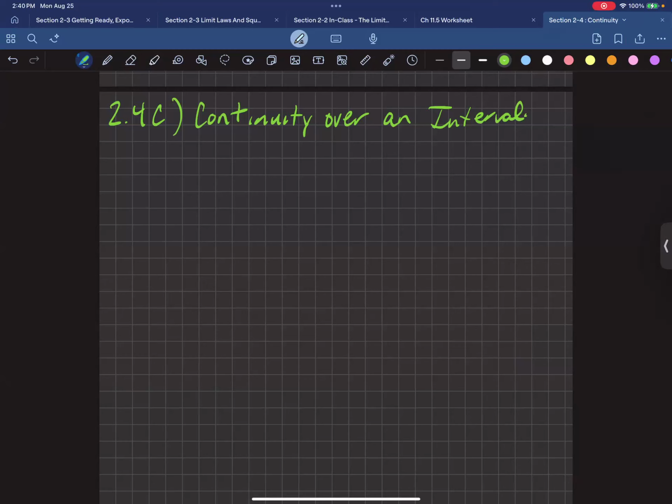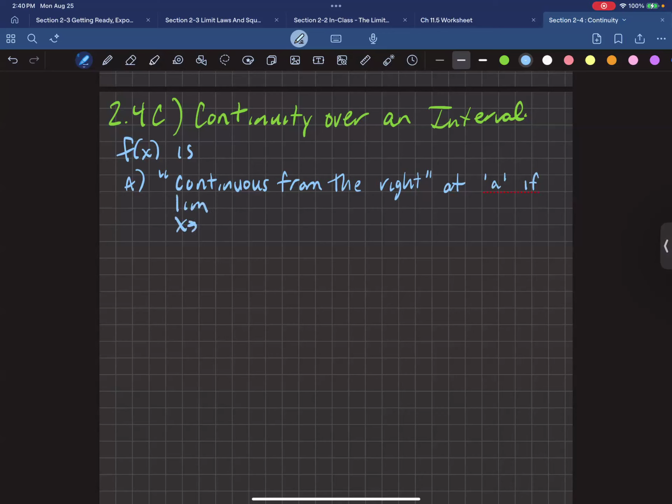To lead with this, we're going to say 2 things. F of x is continuous from the right at a if the limit as x approaches a from the right, or the positive side, of f of x equals f of a. So we've got continuous from the right, and it's coming from the positive side.